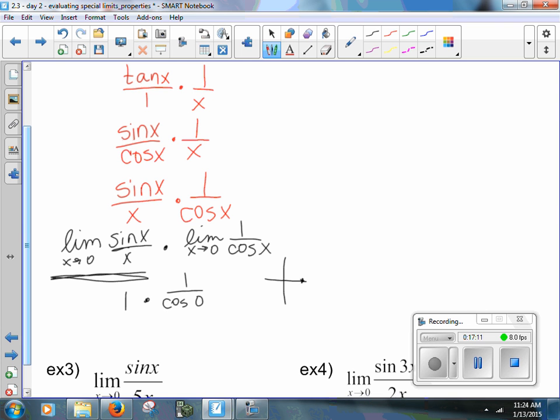What's that ordered pair? The ordered pair is 1, 0. What's cosine? 1. Are you with me? Yes or no? Everybody with me? So we got 1 times 1 over 1, which is 1, which is plain old 1. Are you kidding me? All that work for 1?